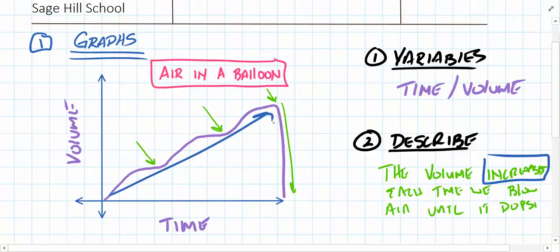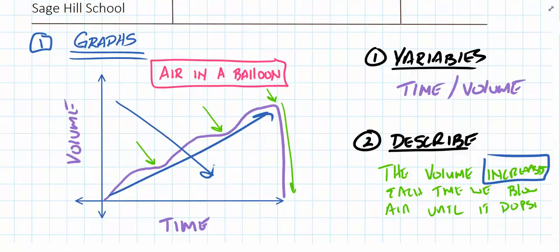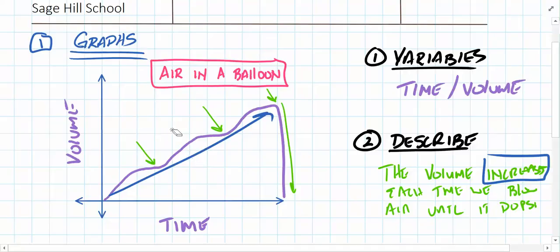That's called increasing. What would it be if it was decreasing? It'd be going down from left to right. So we read graphs the same way that we read books, left to right. As time goes on, the volume is going up, it's increasing. So notice that in our description, we're using both the variables to describe it, and we're talking about a direction or a trend that's happening with the graph, okay?